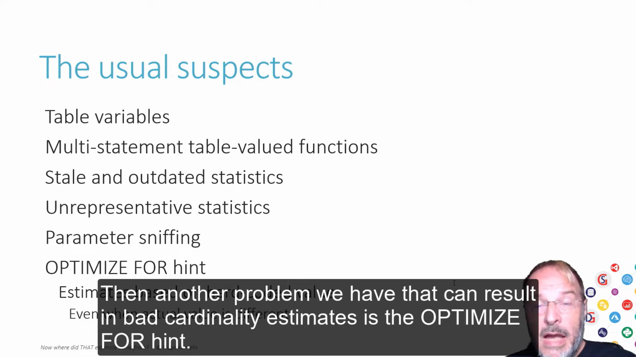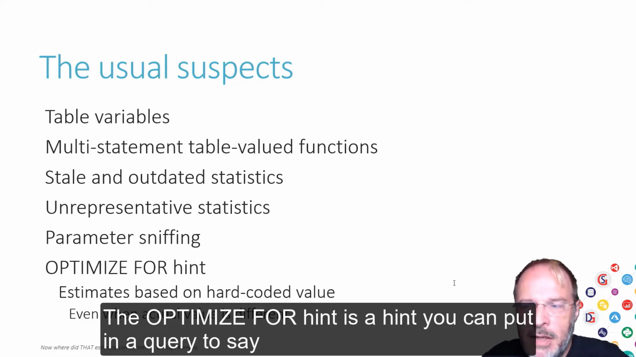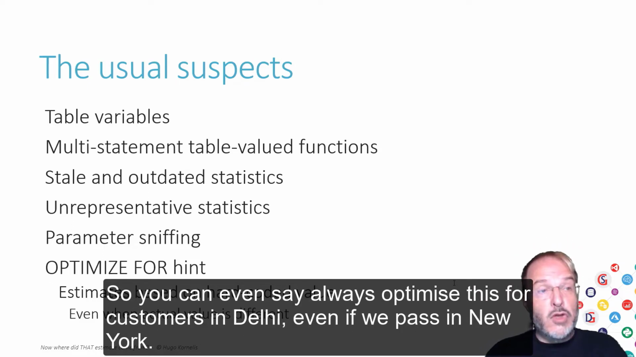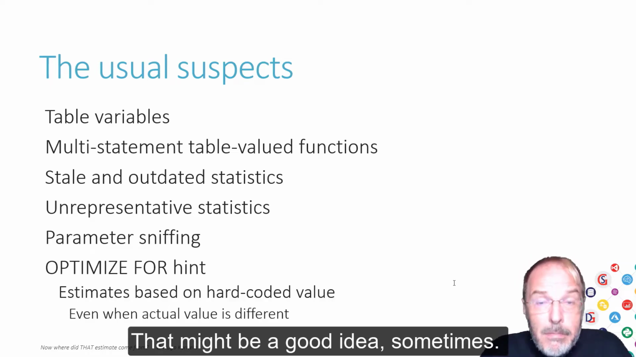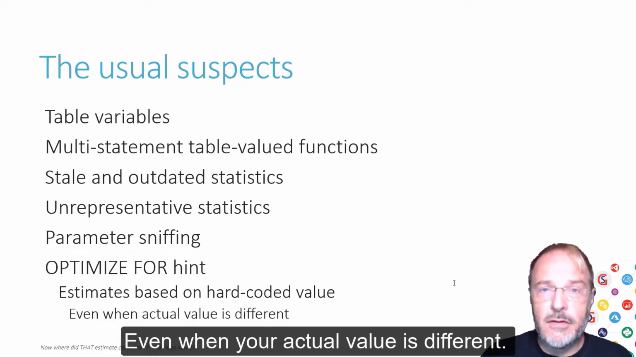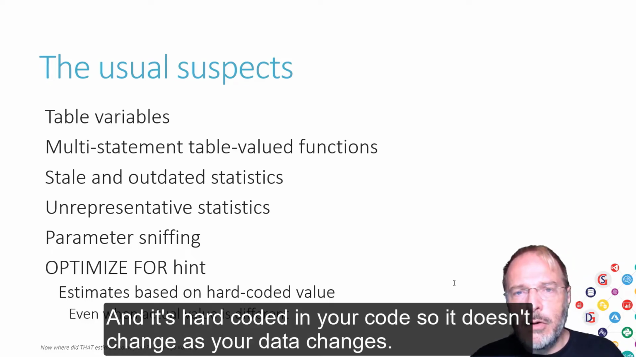Then another problem we have that can result in bad cardinality estimates is the optimize for hint. The optimize for hint is a hint you can put in a query. Say, hey, I have a variable there, and when creating the execution plan, pretend it's going to be this value. So you can even say, always optimize this for customers in Delhi, even if we pass in New York. That might be a good idea sometimes, but it's also risky because now your estimates will always be based on that hard-coded value, even when your actual value is different. And it's hard-coded in your code, so it doesn't change as your data changes.